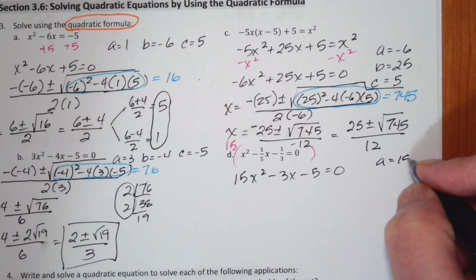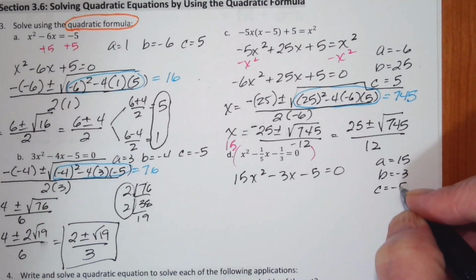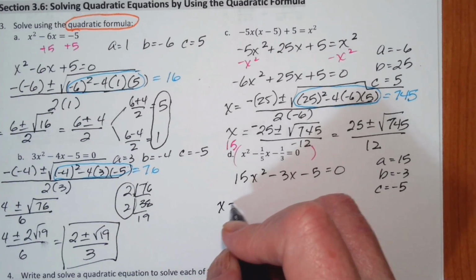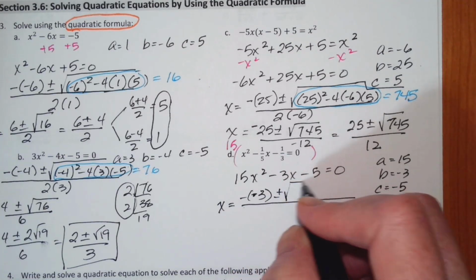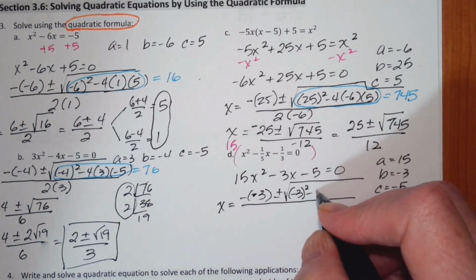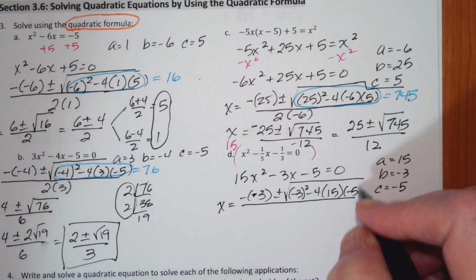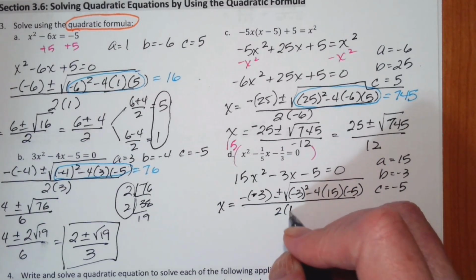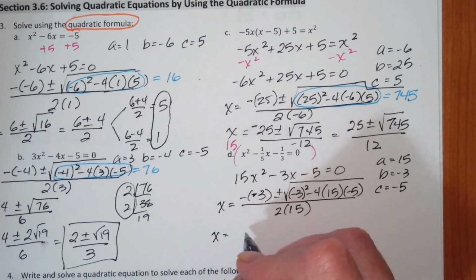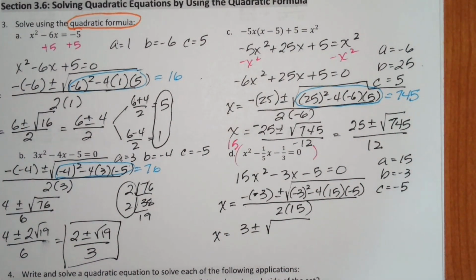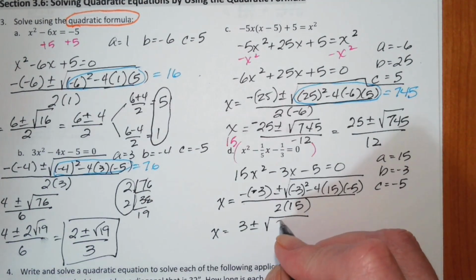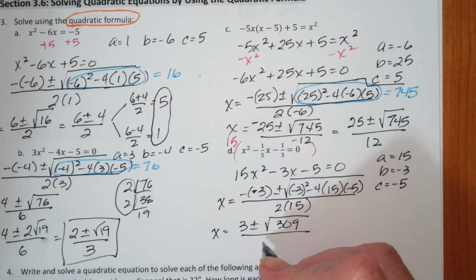So here my A is 15, B is negative 3, C is negative 5. So x is equal to the opposite of B plus or minus the square root of B squared minus 4 times A times C, all divided by 2 times A. So this is 3 plus or minus the square root, and let's see what I come up with here. So that is 9 minus 4 times 15 times negative 5, which is 309, all divided by 30.